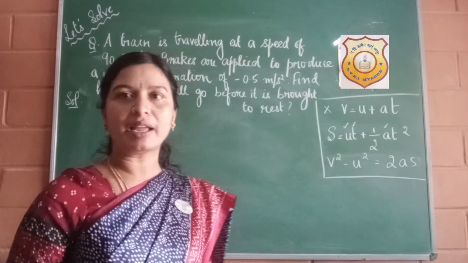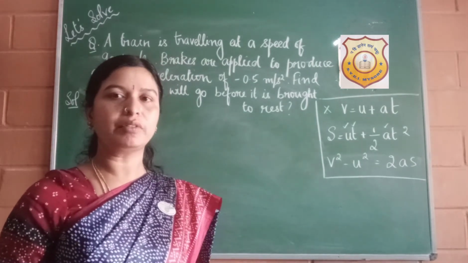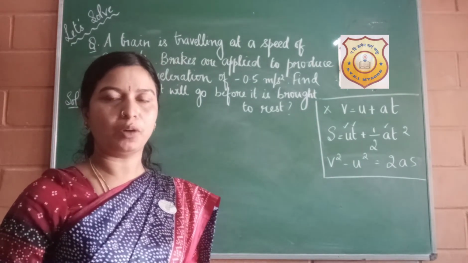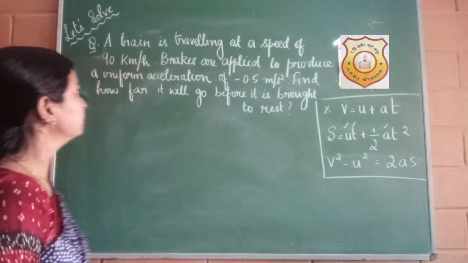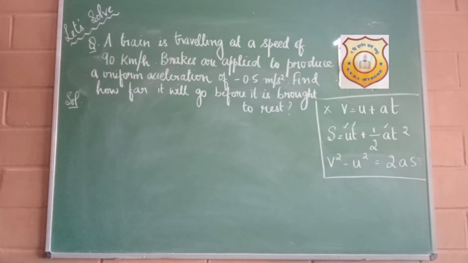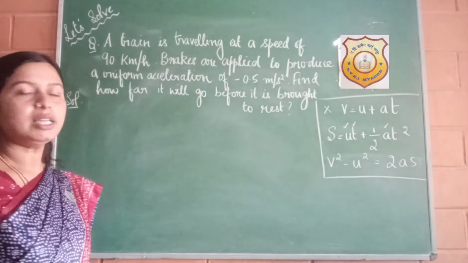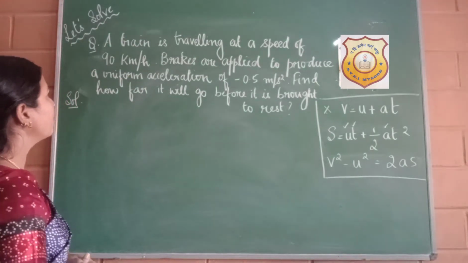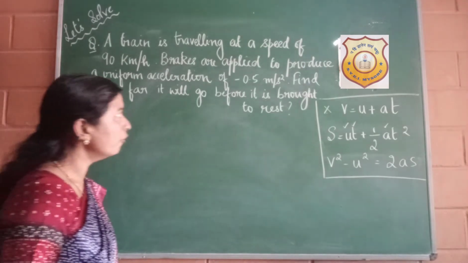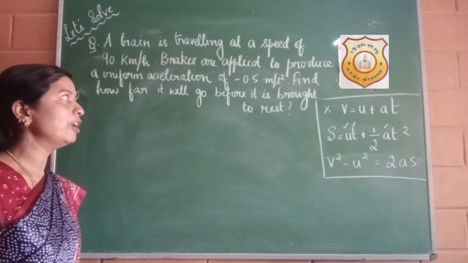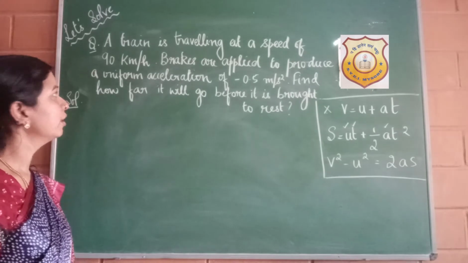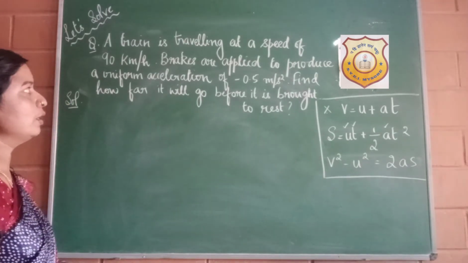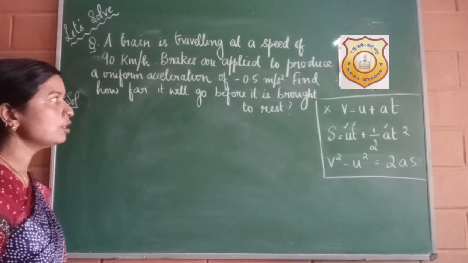Now that we have derived all the three equations of motion, we will try solving a numerical problem. Let me read out the question. A train is traveling at a speed of 90 km per hour. Brakes are applied to produce a uniform acceleration of minus 0.5 meter per second square. Find how far it will go before it is brought to rest.